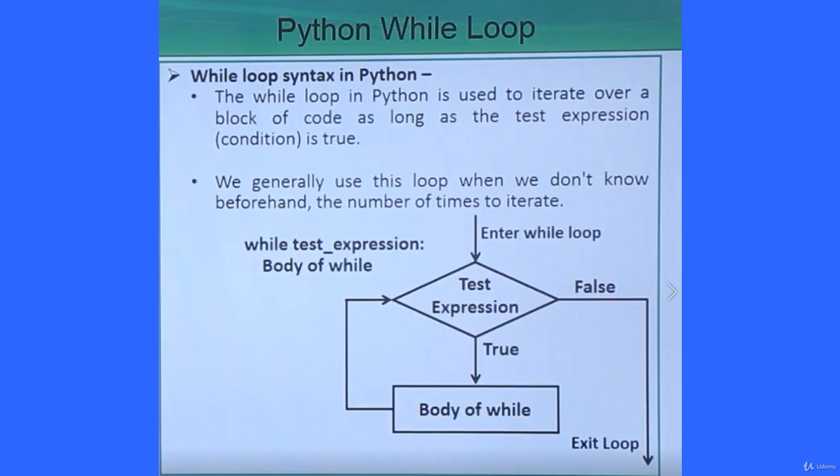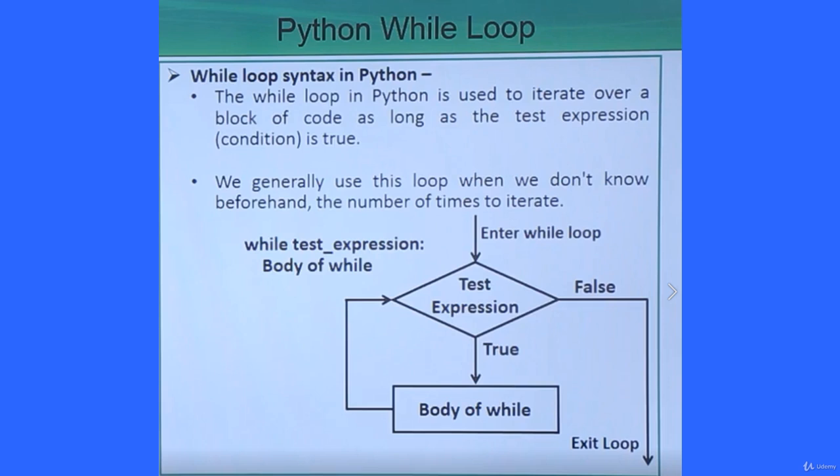Python while loop. So, the while loop syntax in Python. The while loop in Python is used to iterate over a block of code as long as the test expression, that is the condition, is true. When the condition is false, then the control will come out from the while block.